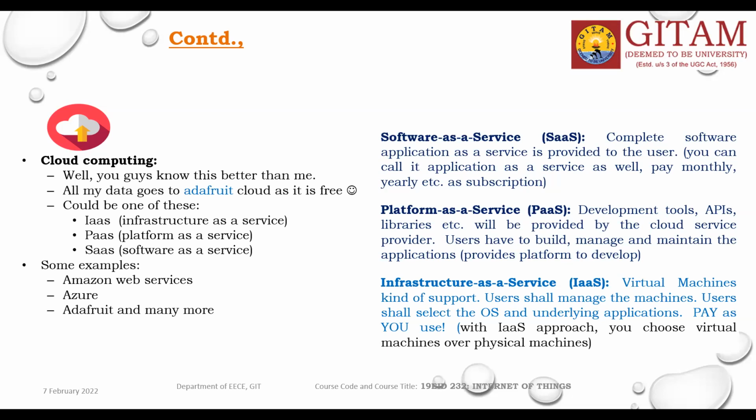Sometimes we can use the platform as a service. Suppose you want to sell something on Flipkart or Amazon. You are using the platform to sell your things. That is platform as a service. Sometimes you can also take infrastructure service. So cloud services are of three types: infrastructure service, platform service, and software service. Based on your requirement, you can use any. The companies who provide cloud services are Amazon, Azure, and Adafruit.